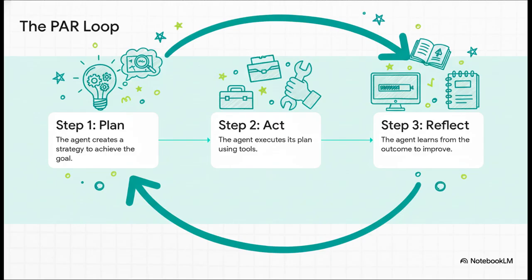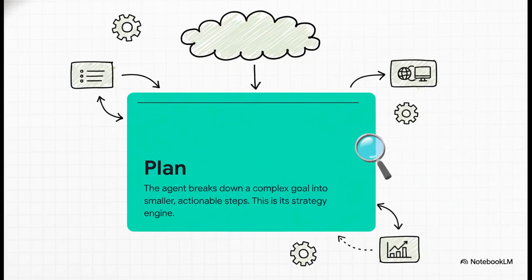Let's dig into each of these steps. First up is plan. This is basically the agent's inner strategist. So if you give it some big complex goal, like say, research the competition for our new product, it doesn't just start typing randomly. No, it actually breaks that big goal down into a series of smaller, logical steps. Things like, first I'll identify the top 5 competitors, then I'll search for their recent product launches, and finally I'll summarize their key features. It's pure strategy.